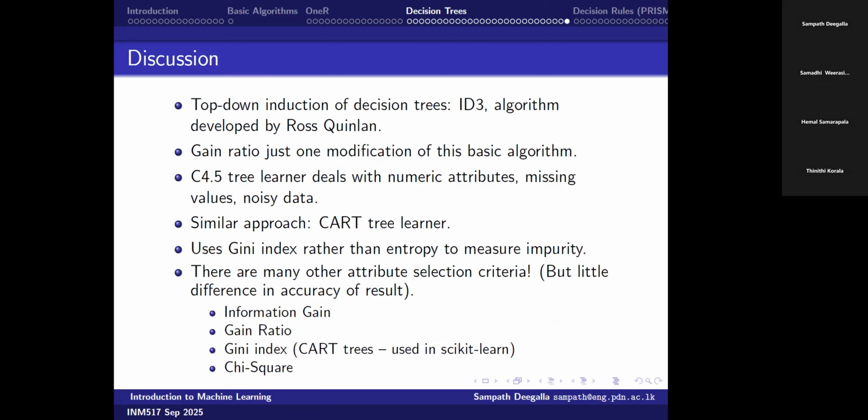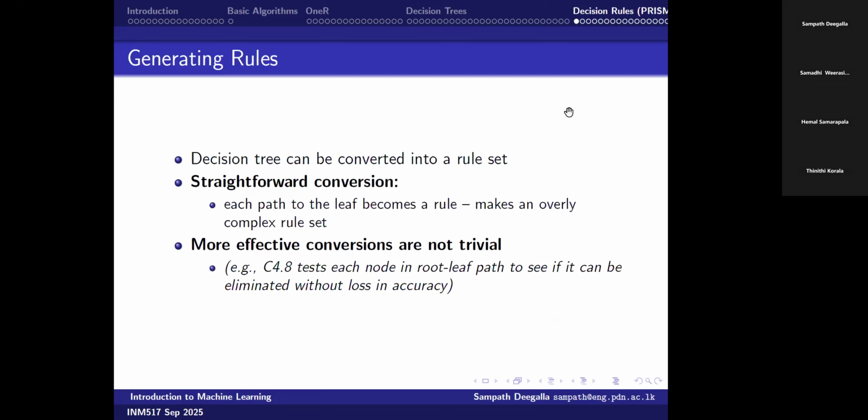Let me move on to another machine learning algorithm. What are the things we have discussed so far? We discussed 0R, 1R, and decision trees. Under decision trees, I briefly described two algorithms, ID3 and C4.5. The next algorithm basically generates rules, if-then rules.